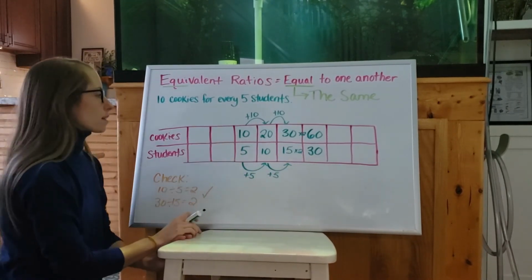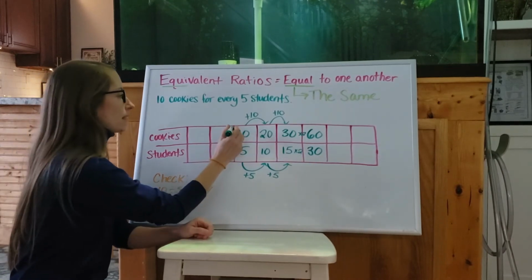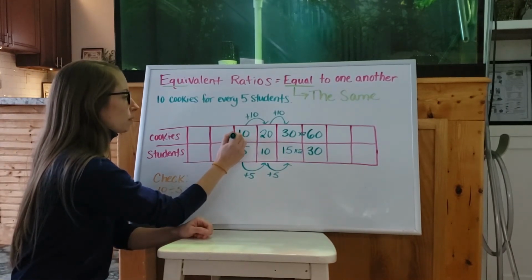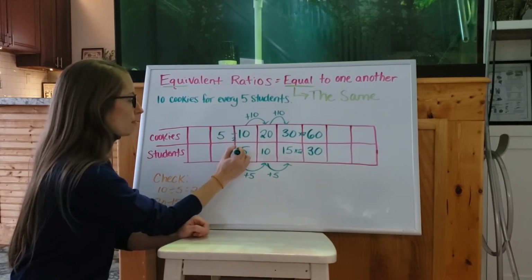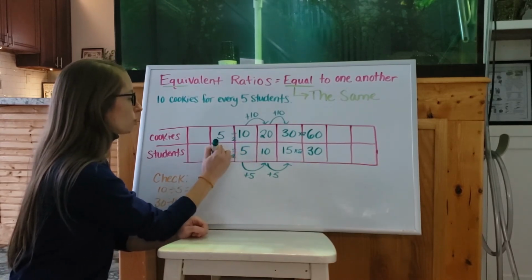I can go backwards as well. If I decide to divide 10 by 2, I get 5. And if I divide 5 by 2, I get 2.5.